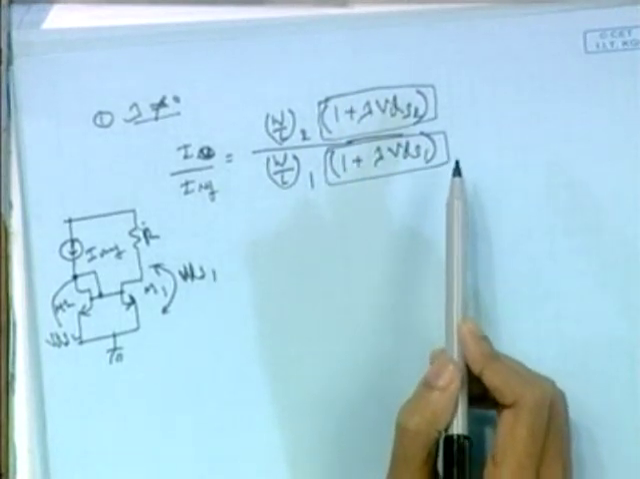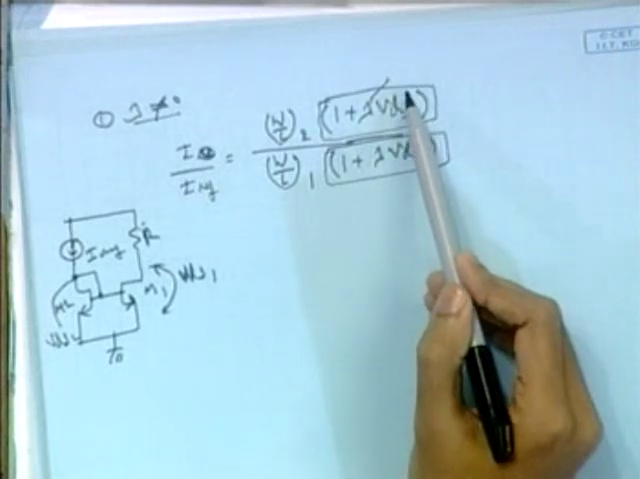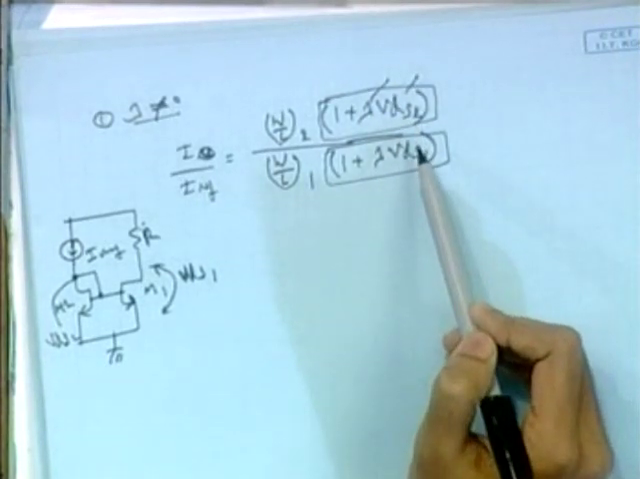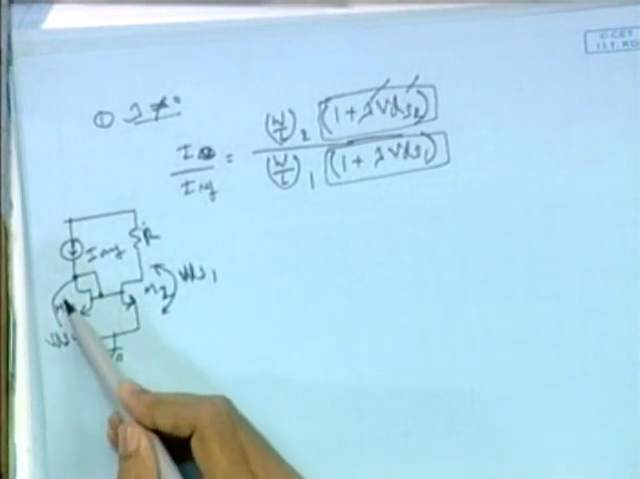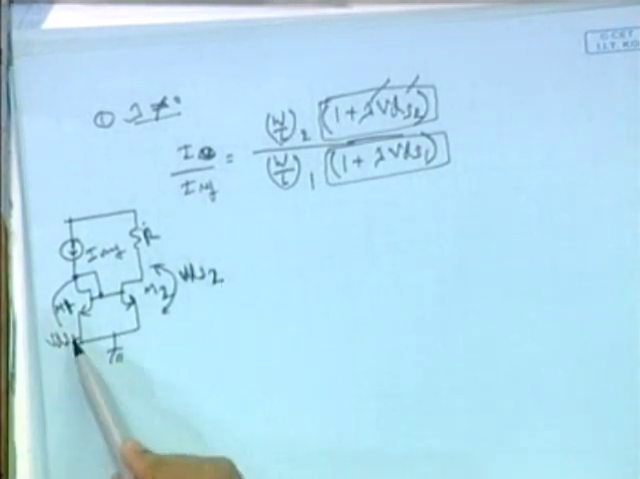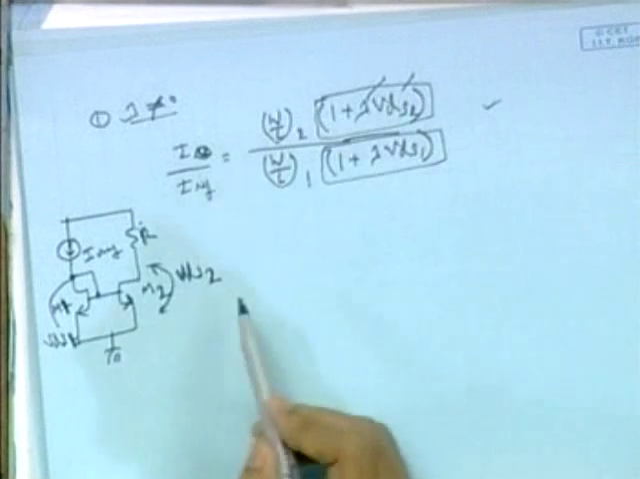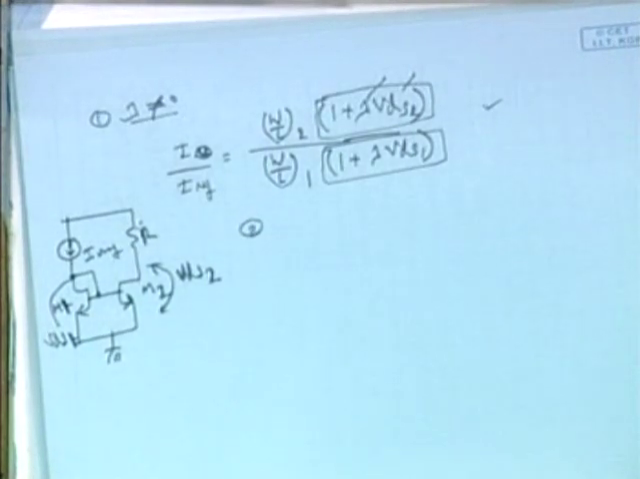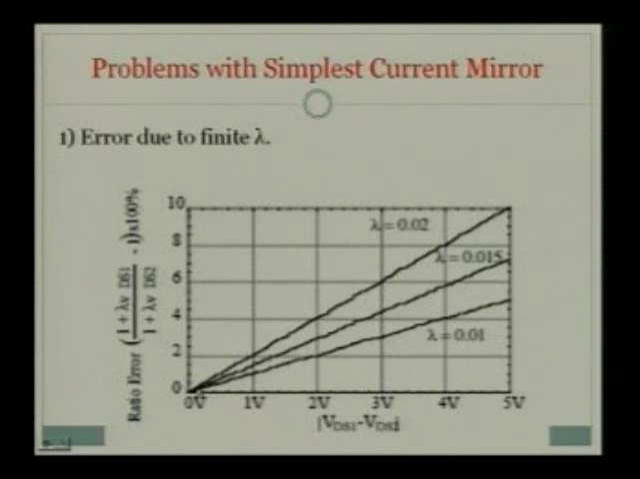So for that we have to make either lambda 0 or VDS2 equal to VDS1. This is 1, this is 2. Okay, so this is one problem. Here in this plot, you can see the error factor, and as lambda is higher, the error increases, with the difference between them.